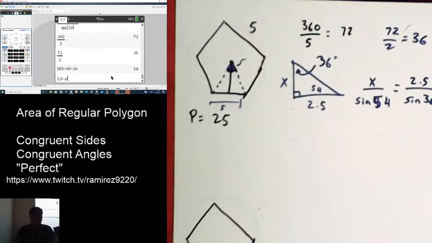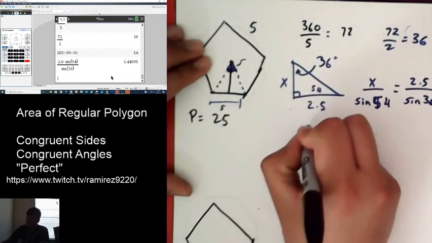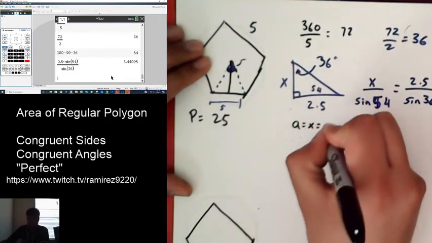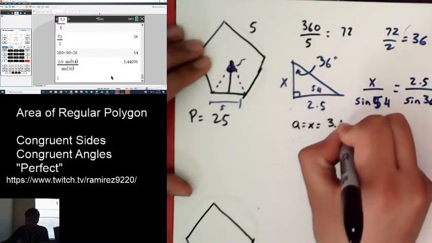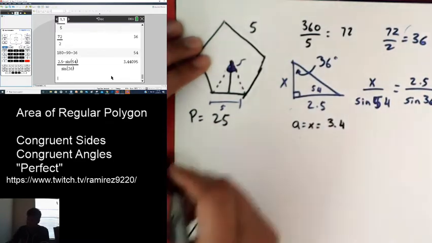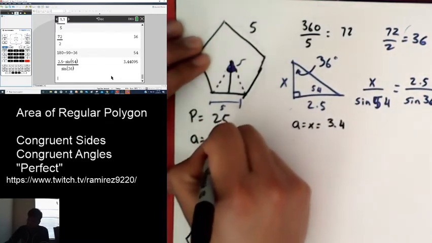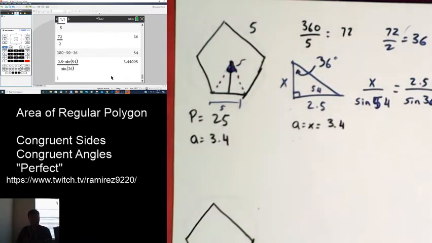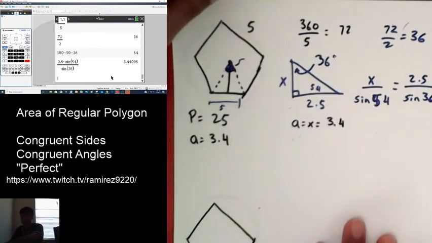2.5 times the sine of 54, and I have to divide it by the sine of 36. So I know that x, which is my apothem, is 3.44, and I'm going to leave it as 3.4. Now that I know my apothem, again, if I wanted to find the area, it's just perimeter times apothem divided by 2. But I'm just focusing on the apothem right now.